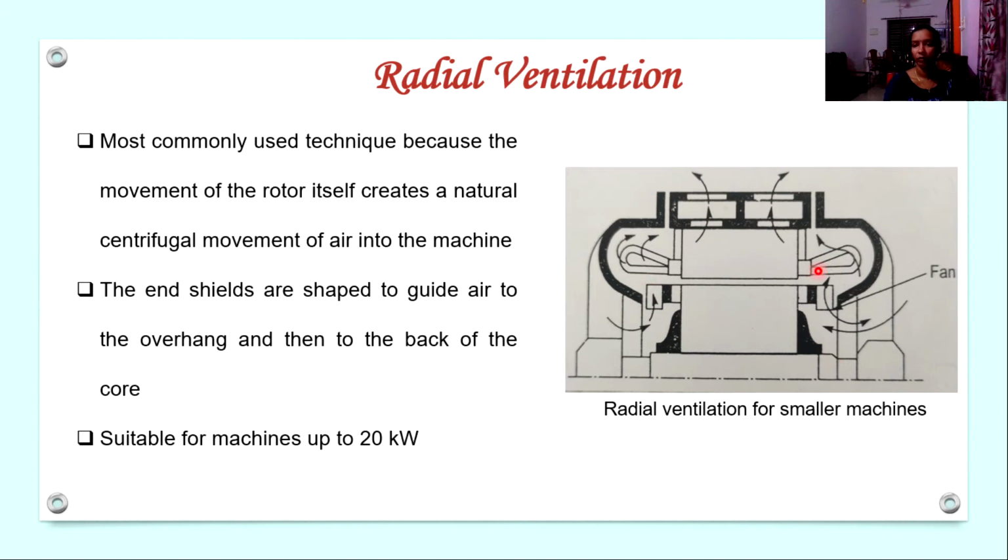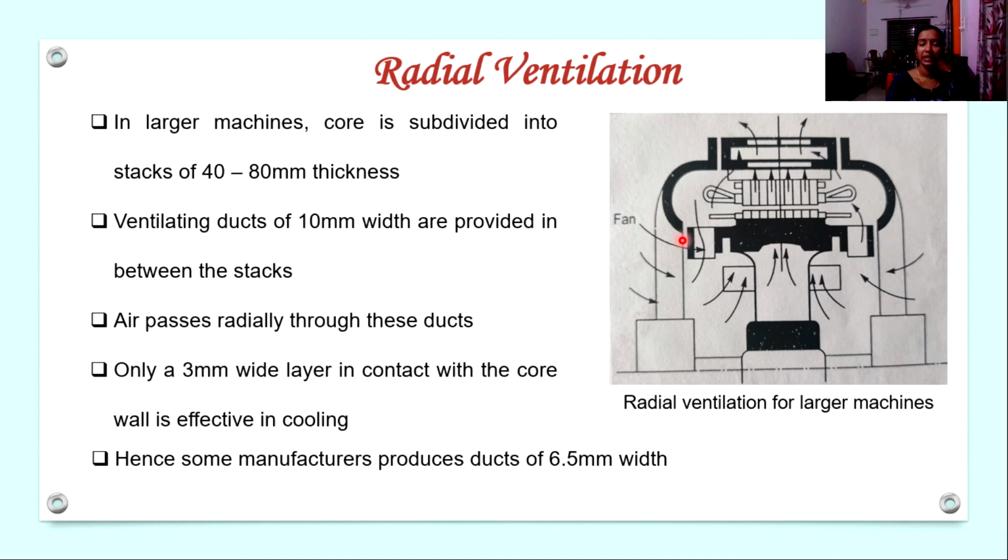So these are the overhangs. So now we have to see the radial ventilating system used for machines of larger core length. In larger machines, that means machines with larger core length, the core is subdivided into different stacks. And each stack will have a thickness between 40 and 80 mm.